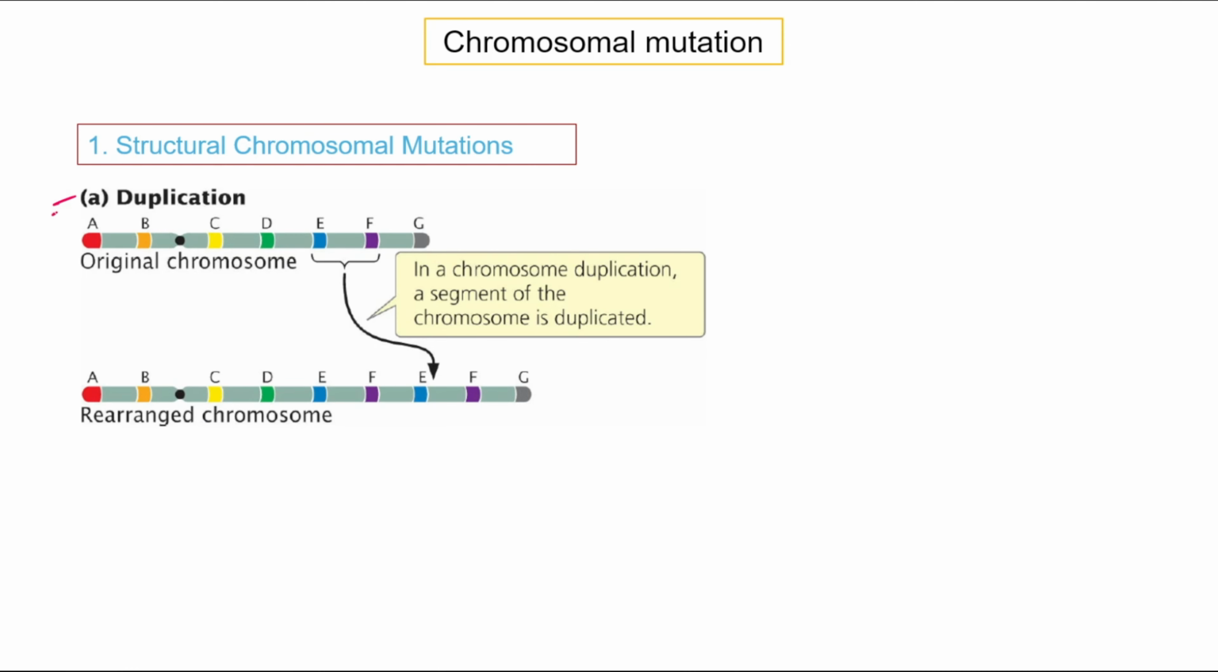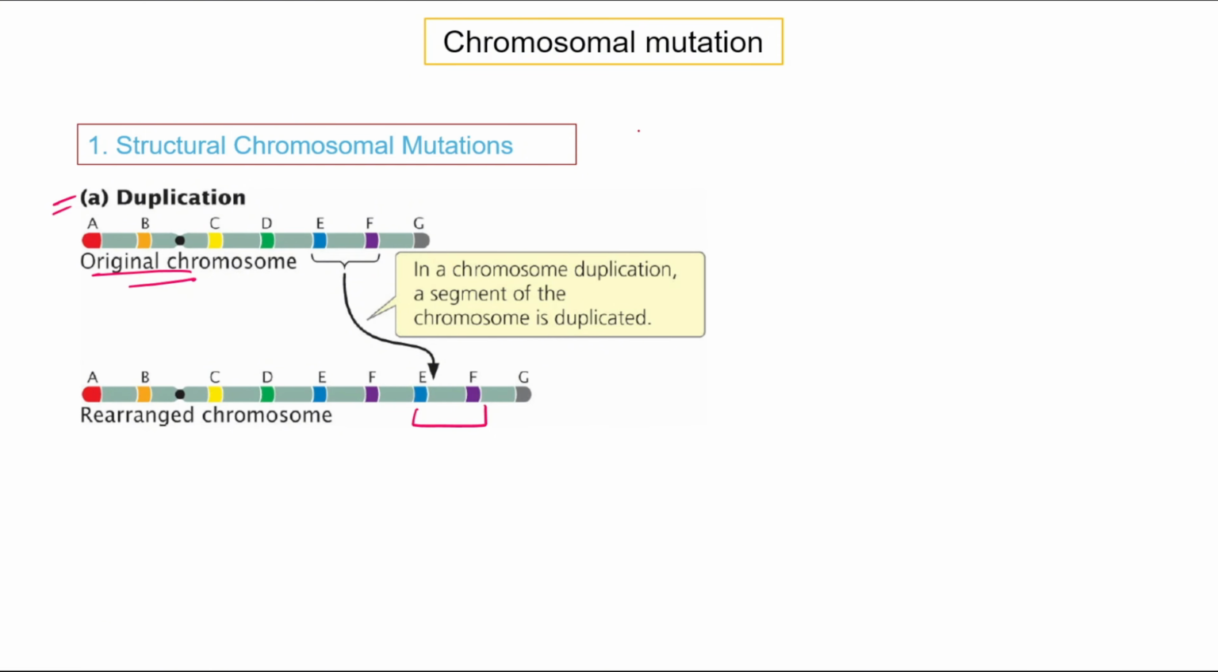One is duplication. Chromosomal duplication is a structural mutation where a segment of the chromosome is copied and inserted again. That leads to increased gene dosage or can disrupt normal development. This is the original chromosome, and here a segment of the chromosome is duplicated. So here the EF segment is duplicated, that is EF. This mutation is called duplication, a chromosomal mutation.